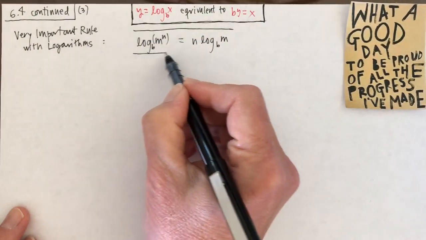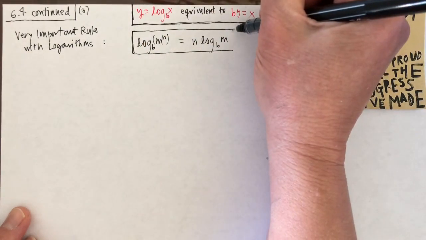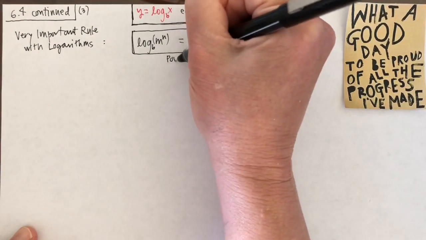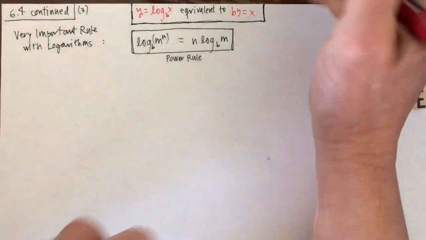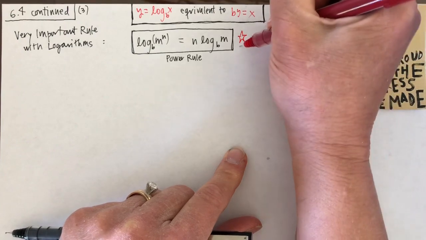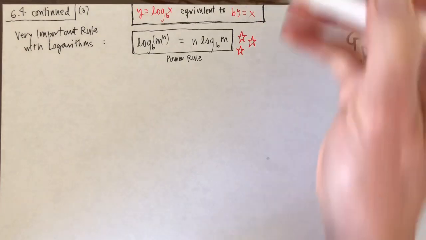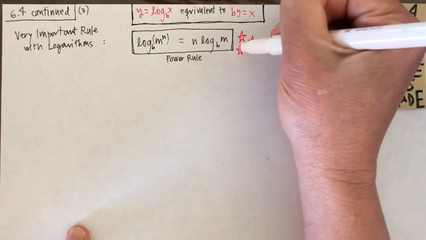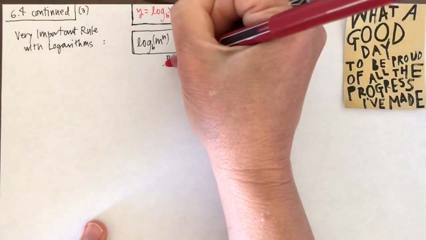This power rule of logarithms is one that we'll use to solve a lot of exponential equations. So this is called the power rule of logarithms, and we definitely want to remember this. If you're taking the logarithm of something with a power, the power can actually be brought out front and multiplied by the logarithm. So this is very useful.